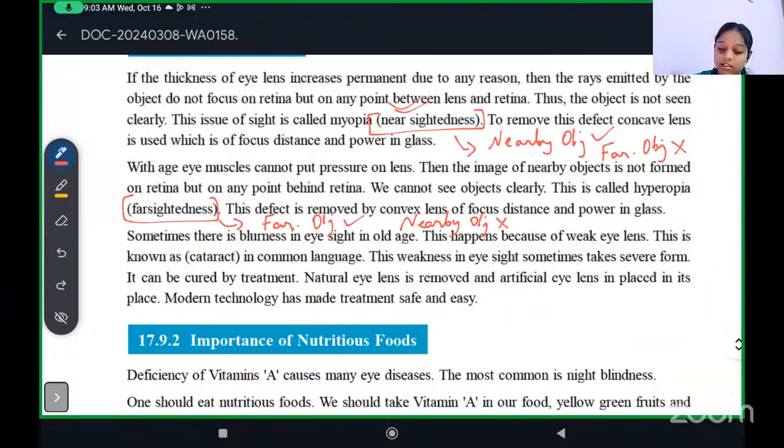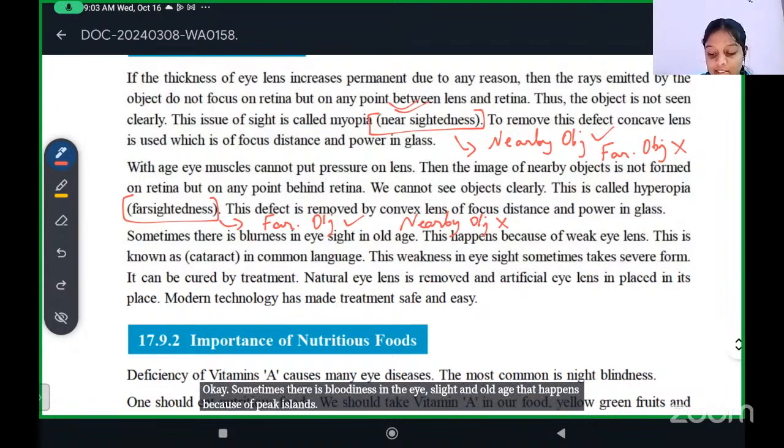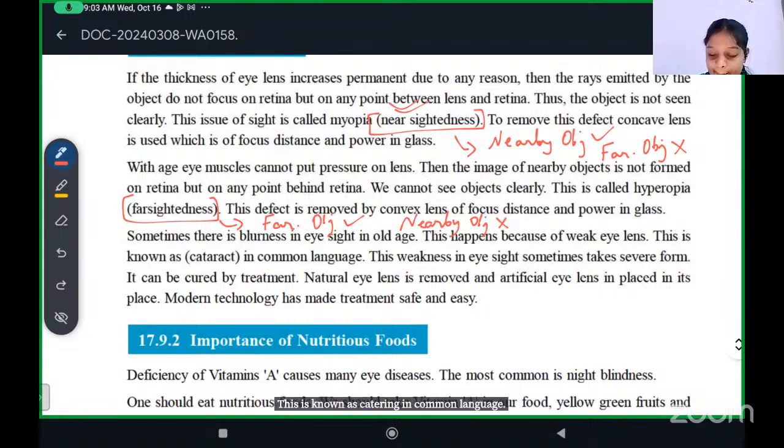So we correct it using a convex lens to focus the rays at the retina so that we can see a nearby object. Okay. Sometimes there is slight blurriness in the eye in old age. This happens because of a weak eye lens. This is known as cataract in common language. Blurriness in old age is due to the weakened eye lens, so the pressure will not take place on the lens. That happens and it's known as cataract.